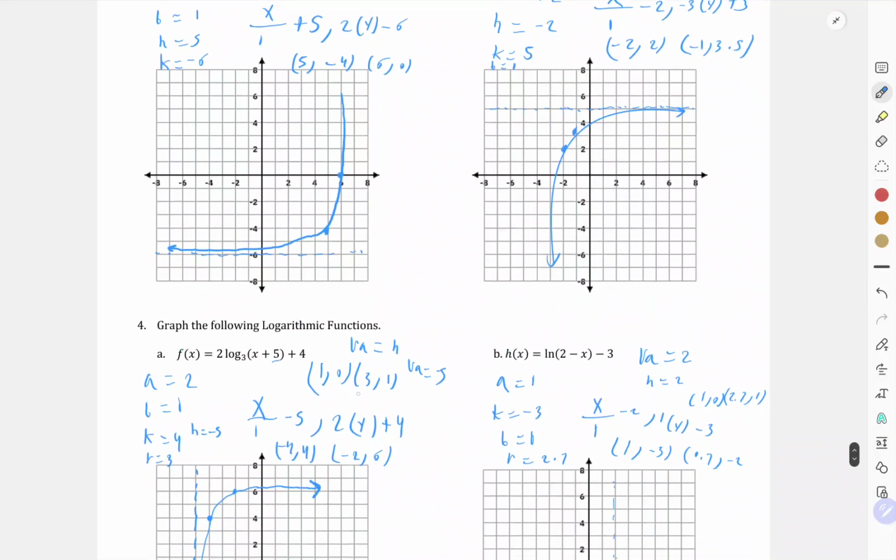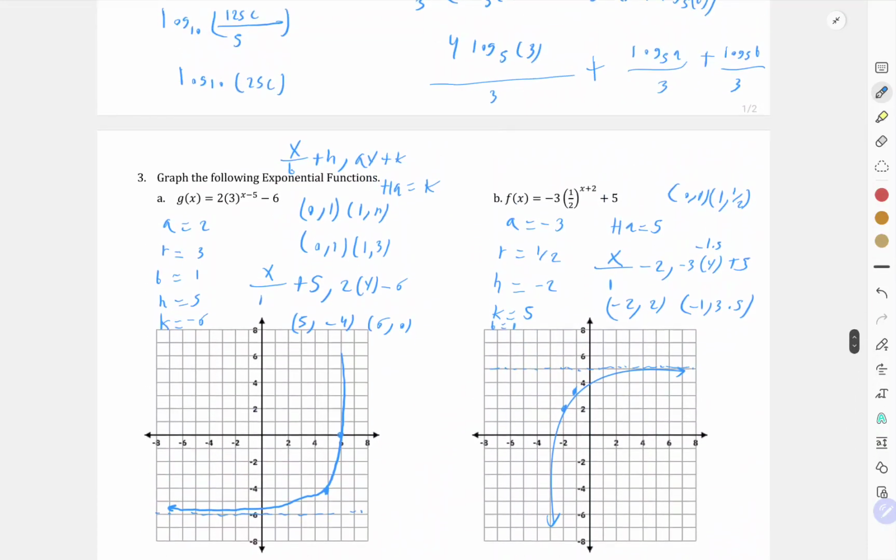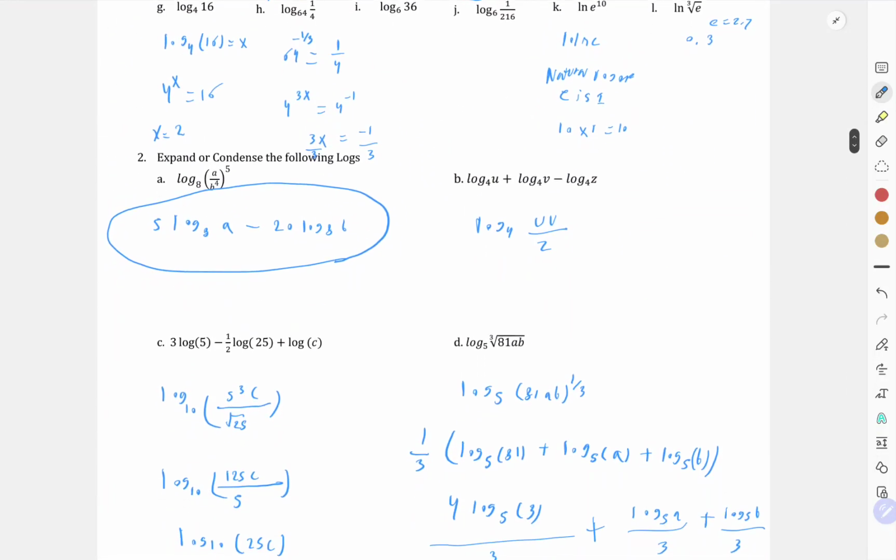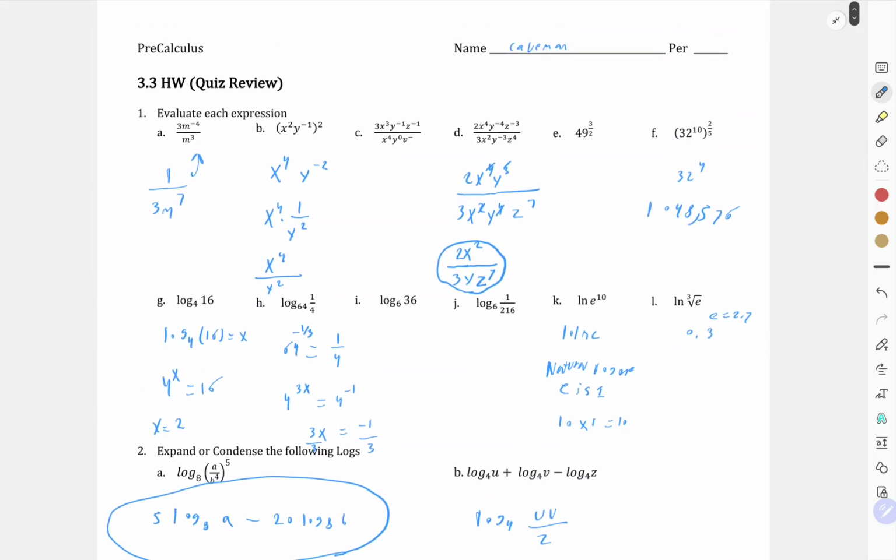So logs have a parent point of 1, 0, R, 1, and exponential functions have a parent point of 0, 1, 1, R. And these are how you evaluate and condense and expand logs.